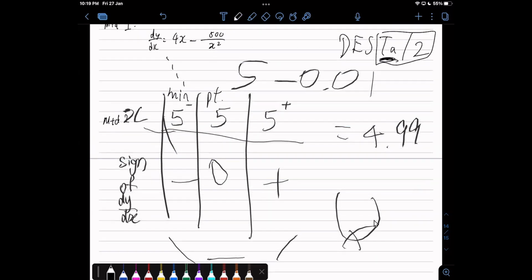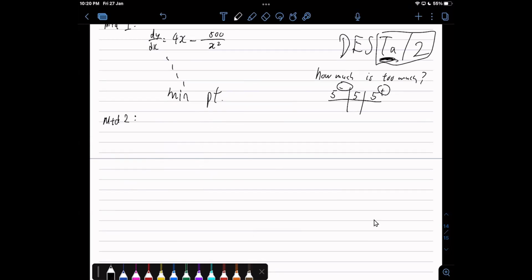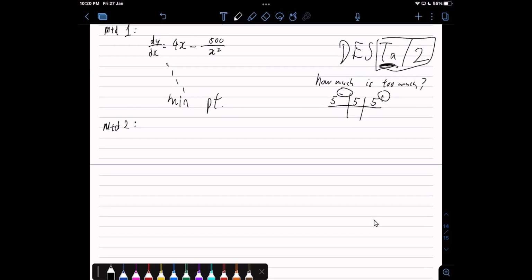We try method 2. I'll explain later how much is too much for the 5 plus and the 5 minus. Can you help me to clear the screen? Yes. Now go on to method 2. What is method 2? After TA, it's 2. What does 2 stand for?